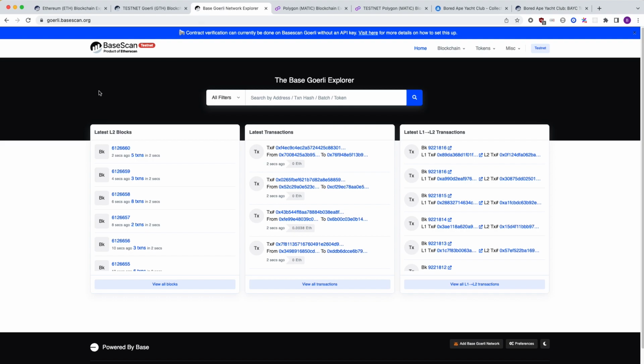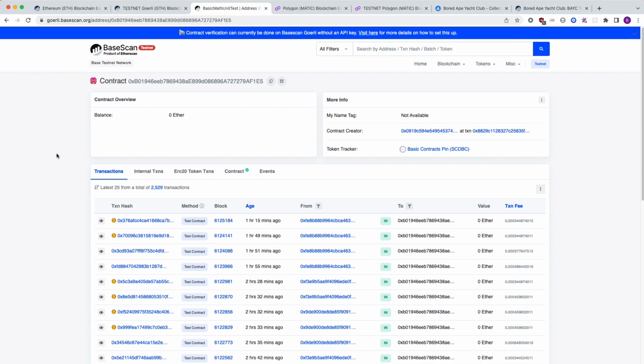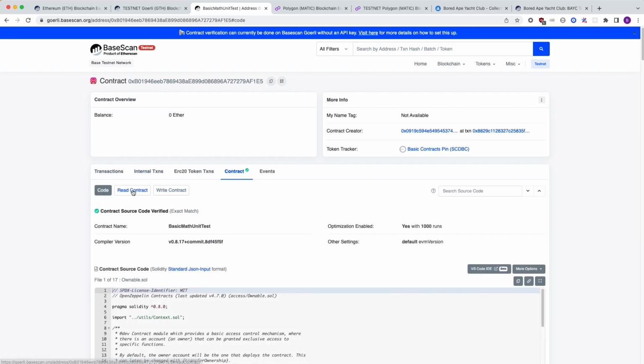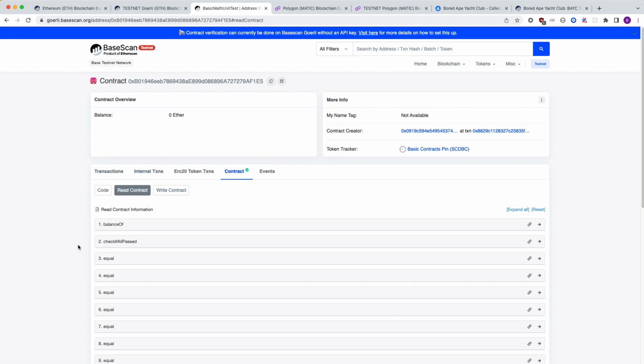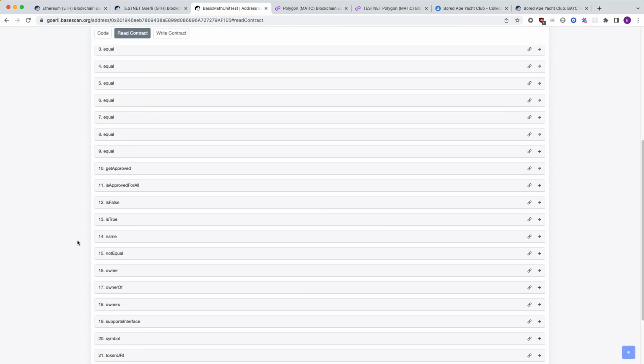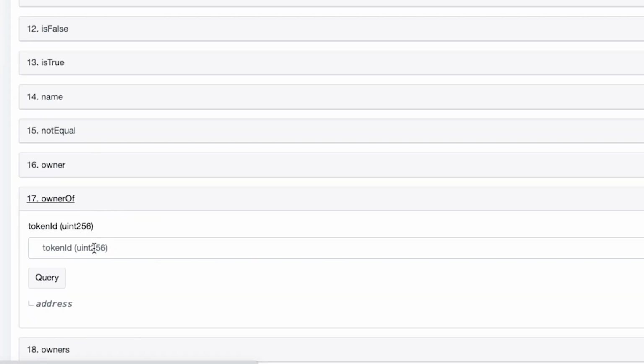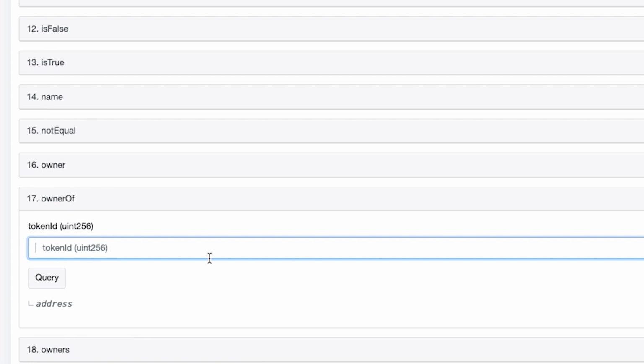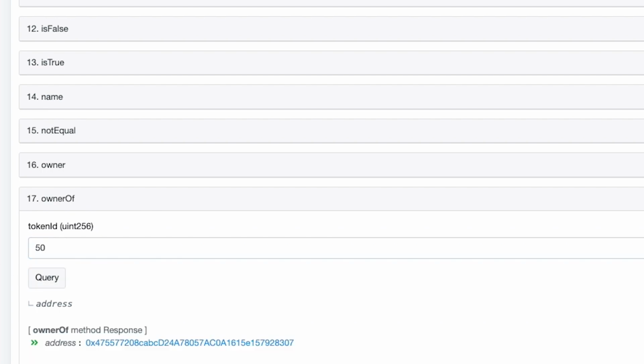For example, we could go to the Base Goerli Network Explorer, and we can look up the address of one of our contracts. In this case, this is the contract that manages the tests for the basic contracts pin that you may have earned earlier in this series. And we can take a look at the contract. Again, we can read the contract. We can look at all of the public functions and find out the owner of token number 50 and get that address.